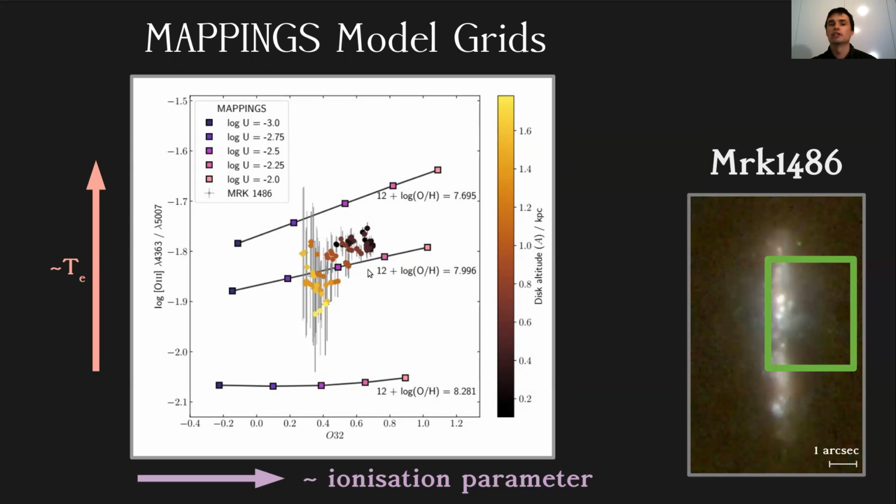So according to the MAPPINGS grids, if this decrease in temperature was only due to decreasing ionization parameter, these points would follow the gradient of this line of constant metallicity. But we can see here that at the highest distances, these points are tending to dip below this line. And so we take this as evidence for an increase in the metallicity as we move away from the plane of the disk in Mrk1486. And so we think what we're seeing here may be an indication of the effect of metal-enriched outflows in Mrk1486.